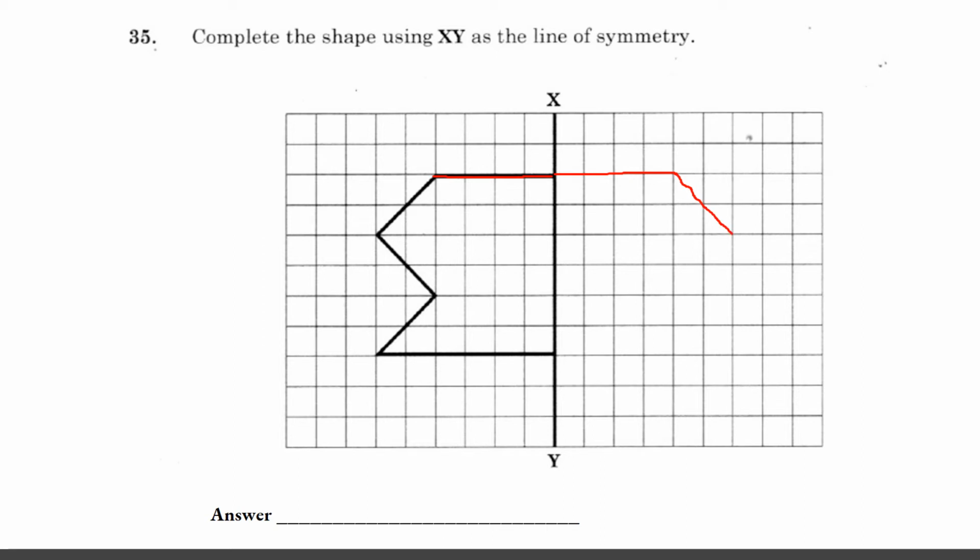Come down for 2. Then I'm going to go in for 2. I'm going to go out for 2. Oh, my lines are not as straight as yours. And I'm going to come straight in. So there you have it. The shape is completed.